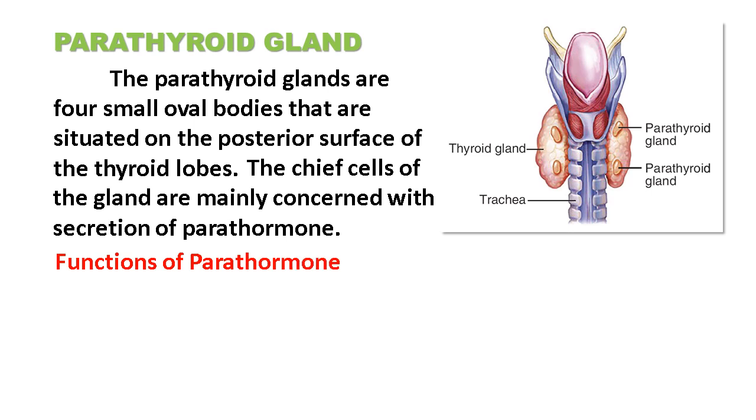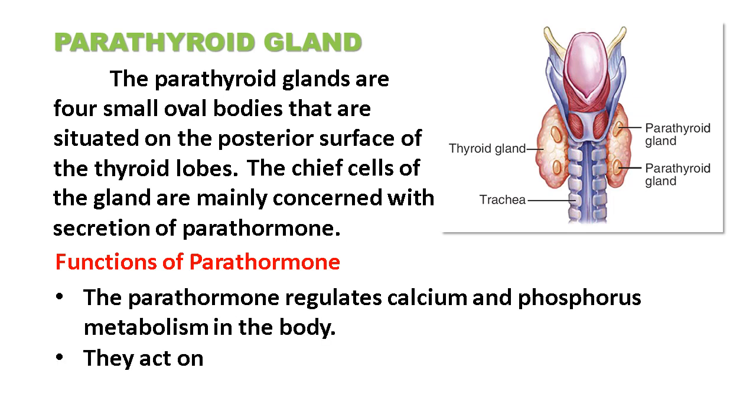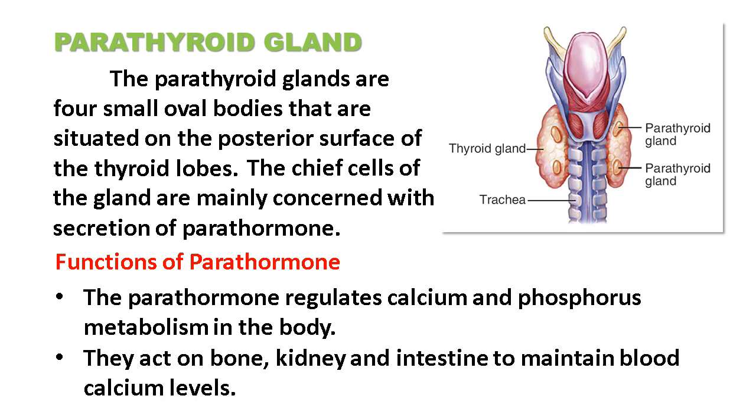Functions of parathormone. The parathormone regulates calcium and phosphorus metabolism in the body. They act on bone, kidney and intestine to maintain blood calcium levels.